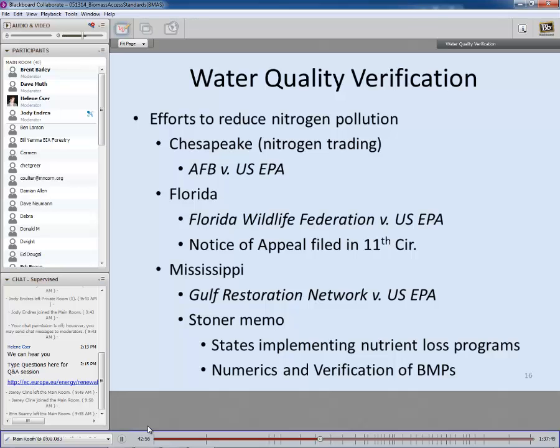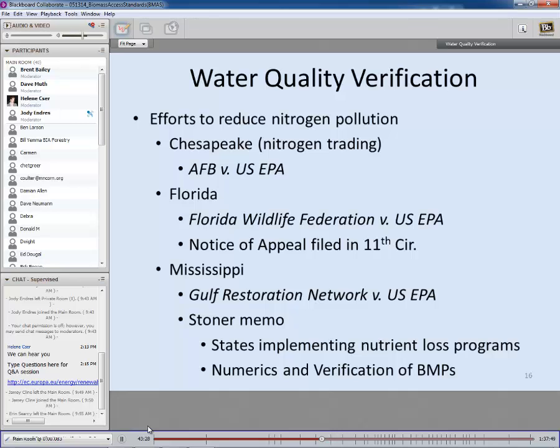The same holds true in Florida. There is ongoing litigation in that as to whether U.S. EPA is required pursuant to a consent decree to impose numeric nutrient standards for Florida. There's a current notice of appeal pending in the 11th Circuit Court of Appeals on whether or not EPA can unilaterally back away from a consent decree with environmental groups and let Florida go ahead on its own as a state doing its nutrient standards.